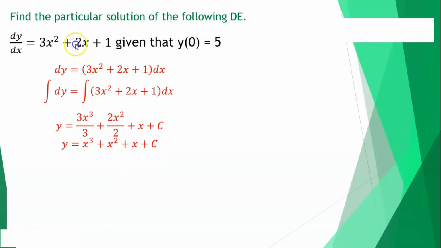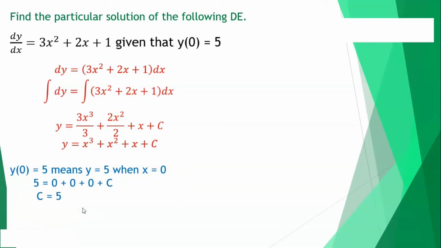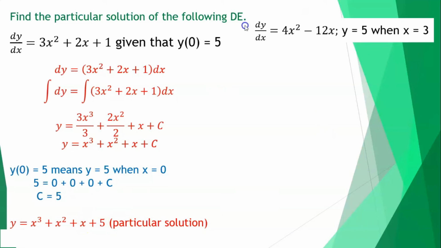Now take note, when you say particular solution, we will really find the value of c. Since we are given here y of 0 is equal to 5, that would mean y is 5 when x is 0. So let's substitute. 5 equals 0 cubed plus 0 squared plus 0 plus c. So our c here is 5. Therefore, our final answer would be y is equal to x cubed plus x squared plus x plus 5.